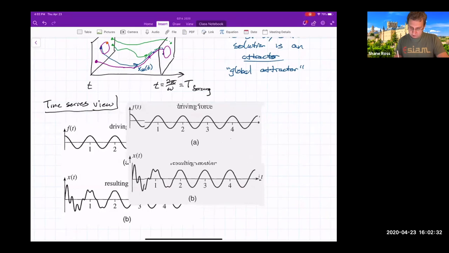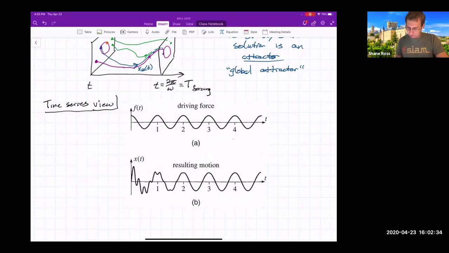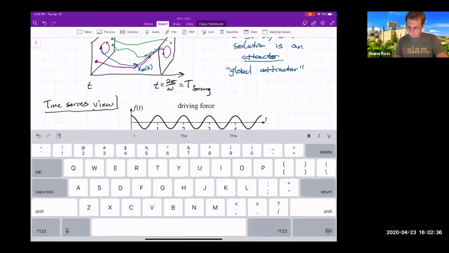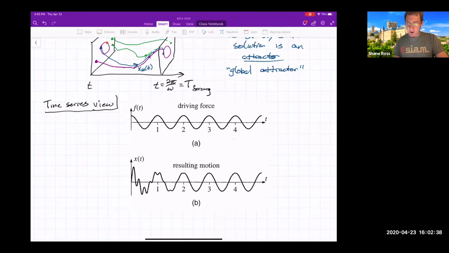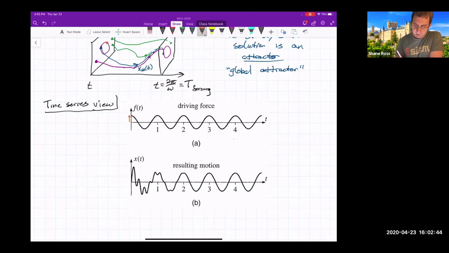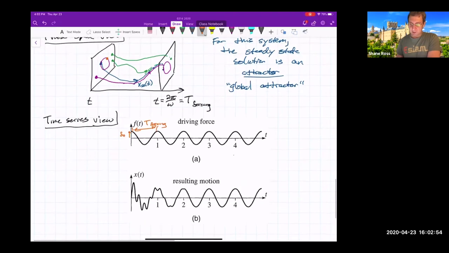So this is illustrating the same thing. We've got our driving force as a function of time, right? This is F naught. This is the period of the forcing. And this is the resulting motion. This is what X does.